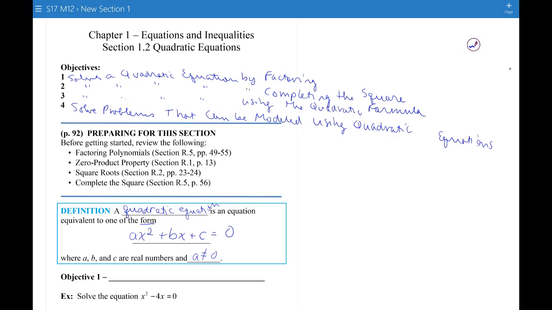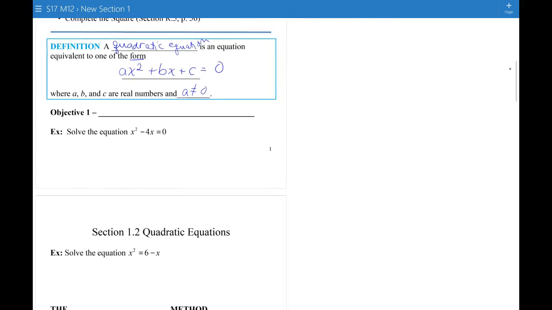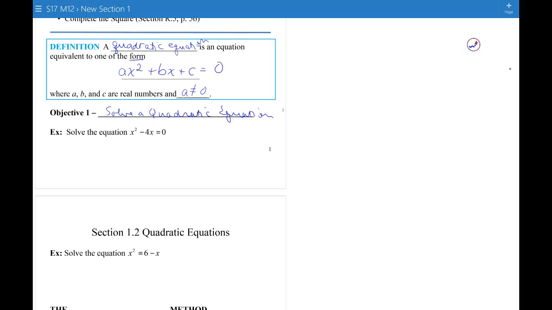So again, in any given problem, the x is always the variable. It's varying, taking on different values. And the A and the B and the C are called constants, and in a given problem, they would be numbers, different in different problems. So let's look at objective 1, where we're going to solve a quadratic equation by factoring.